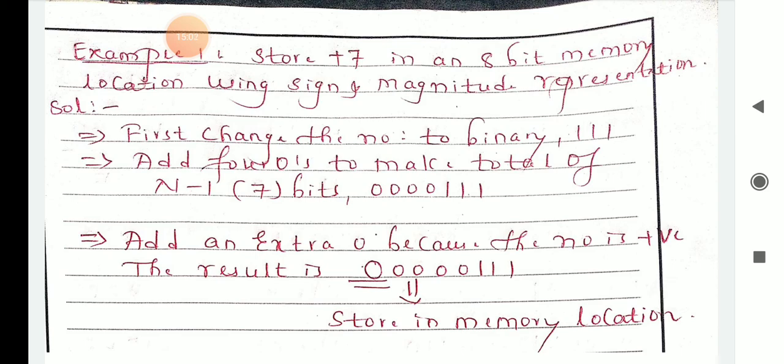So it will indicate, in store plus, a plus sign is there. If it is a plus sign, what will happen? You have to add an extra zero, because the number is positive. If the number is positive, you have to add 0.